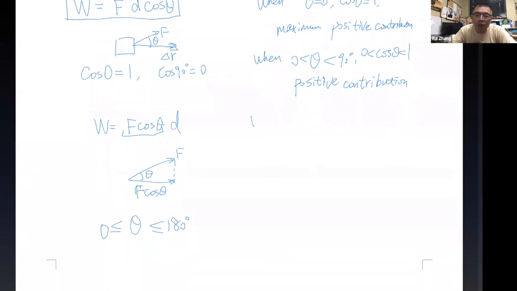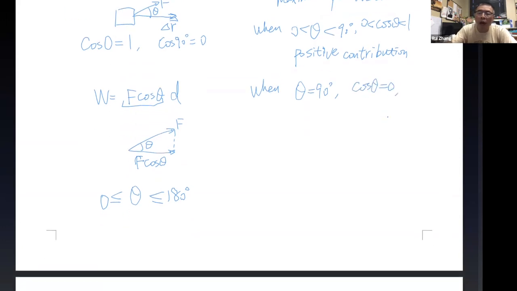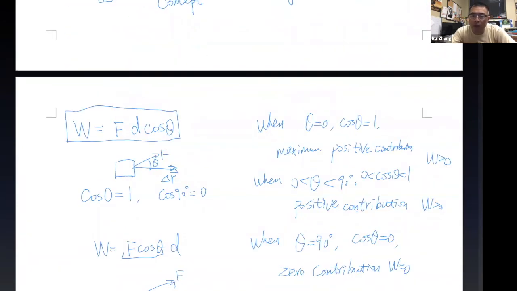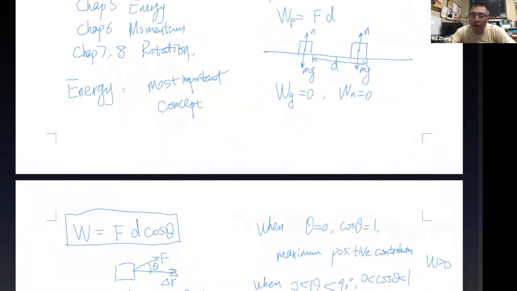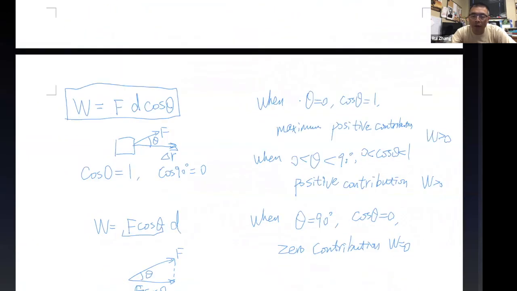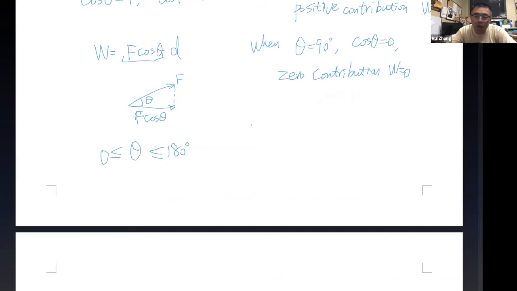Then we have the case when theta equals 90. In that case, cosine theta is just 0. Then the force has 0 contribution, so the work is 0. So maybe let me put this, W equals 0. This is W larger than 0, and this is also W larger than 0. The third case corresponds to when you have gravity and normal force going in perpendicular directions.